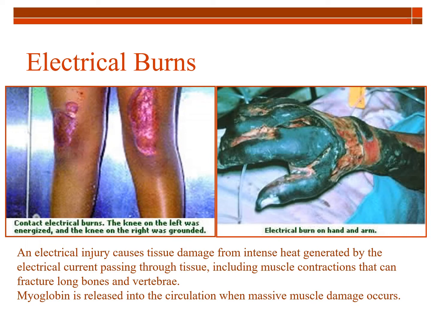On the picture, in the left side of the slide, we see a contact electrical burn. The knee on the left was energized. That would be the entry wound. And the knee on the right was grounded, so we have the exit wound.